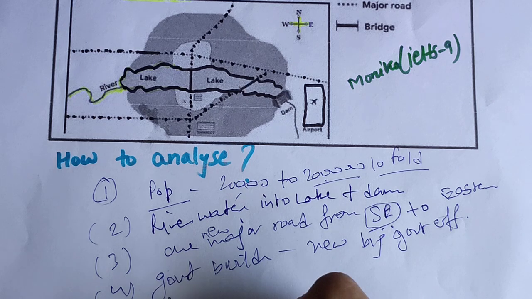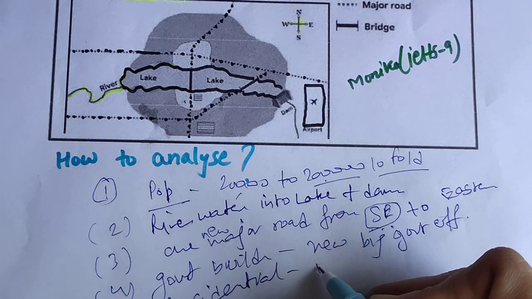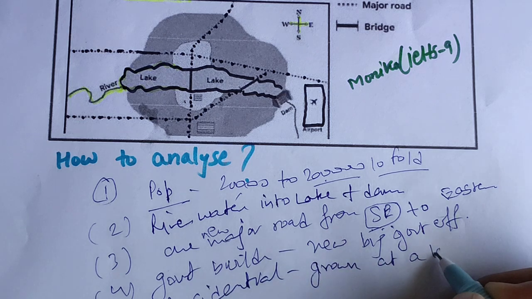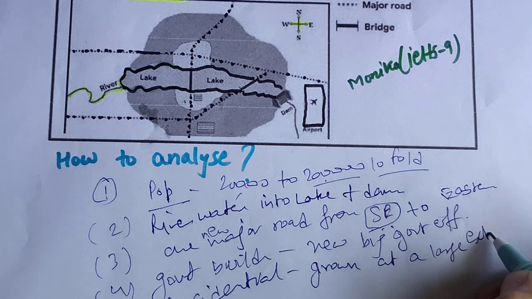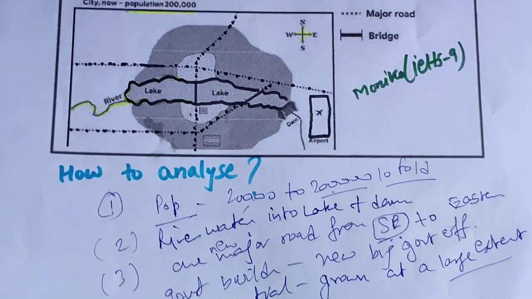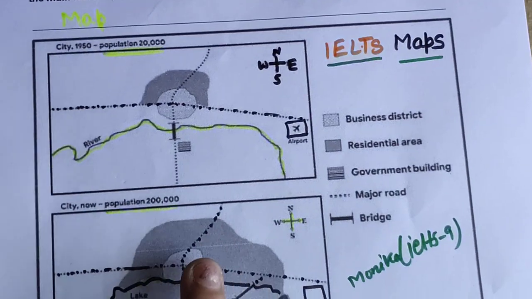Now, residential area has grown to a large extent. Okay, so these are your notes. This we have noticed from these two maps. Okay, so this is past and this is present.